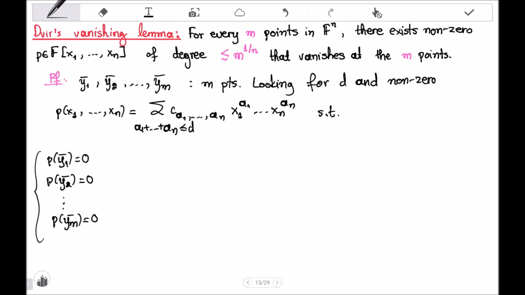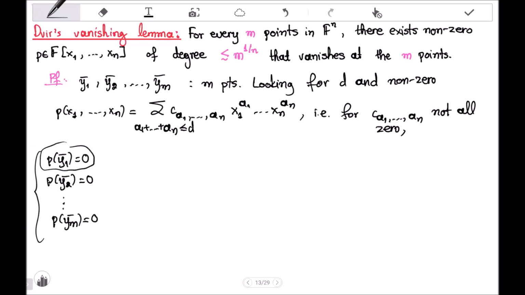Okay. So really what we're looking for are the coefficients here. And for the polynomial to be non-zero, we just need one of the coefficients to be non-zero. In other words, we're looking for coefficients not all zero, such that these m equations are satisfied. Okay. So let's study one of these equations.